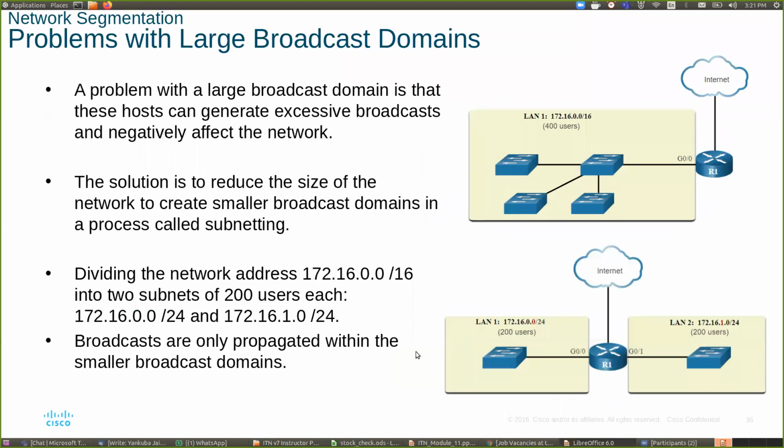Problems with large broadcasts. There are a number of problems that can happen if you have a very large broadcast domain, because a lot of computers will be sending a lot of broadcast information, and that can result in network degradation or very slow performance of your network. Anytime a particular computer sends a broadcast, all the devices in that network will get the broadcast. So if your broadcast domain is big, you are trying to attract a lot of trouble, network congestion in your network.